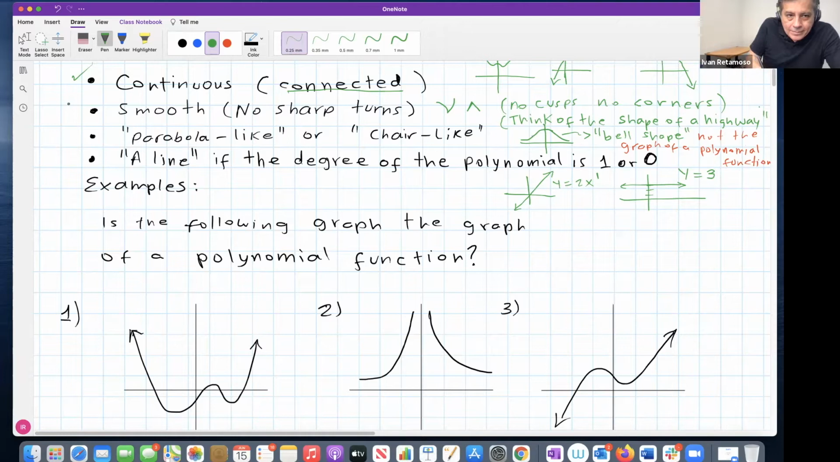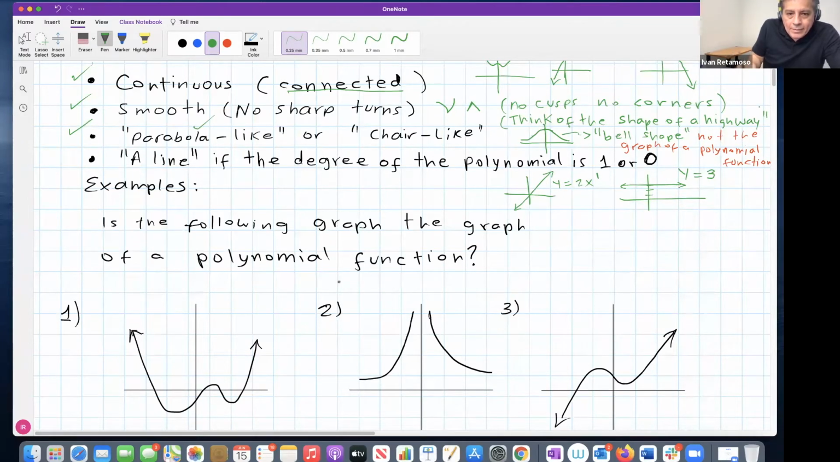And so this is good. Is it parabola-like or chair-like? Yes, parabola-like, right? It resembles a parabola. Eventually it looks like a parabola for big values of x on the right and for big values of x on the left. It resembles a parabola, so this checks. Parabola-like.